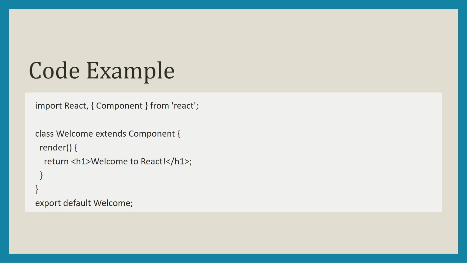Finally, you have the render method, which is unique here. The render method is required in class components. It returns the JSX that defines what should be rendered to the DOM. In this case, it returns an H1 element with the text Welcome to React! Finally, you are exporting the component. This line exports the Welcome component as the default export of the module. This allows the component to be imported and used in other parts of the application too.